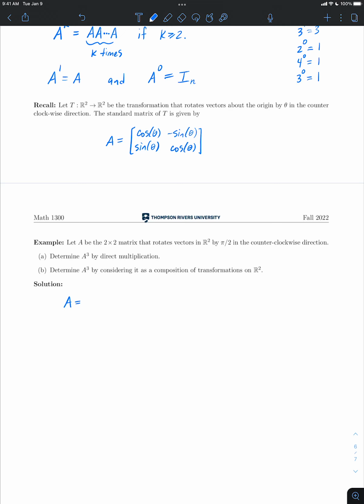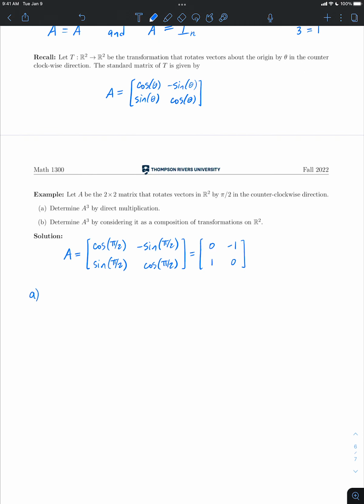So A is going to be, well, I'll just replace all the occurrences of theta in the previous formula with pi over 2. And then we can figure out what our rotation matrix in this example is going to be. So once you evaluate all these trig values, what you end up with is the following. You get 0, 1 for the first column, and then negative 1, 0 for the second column. So that's the matrix whose power we want to compute.